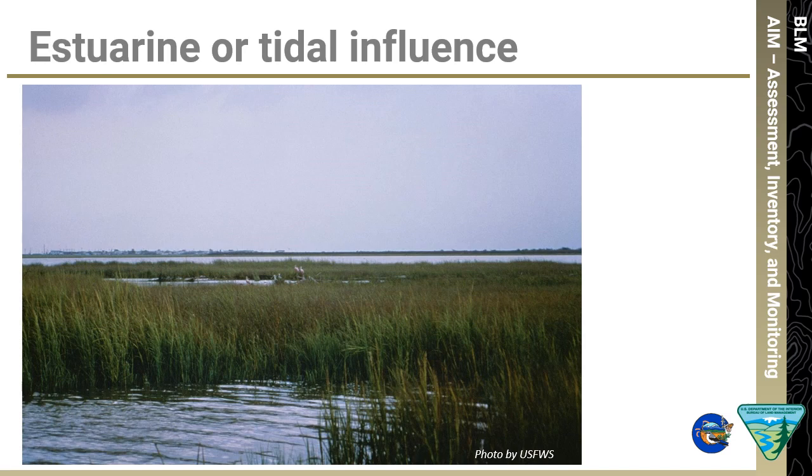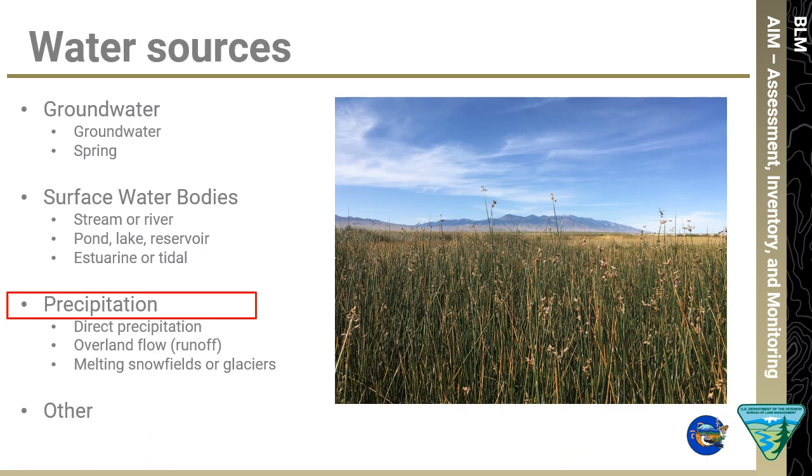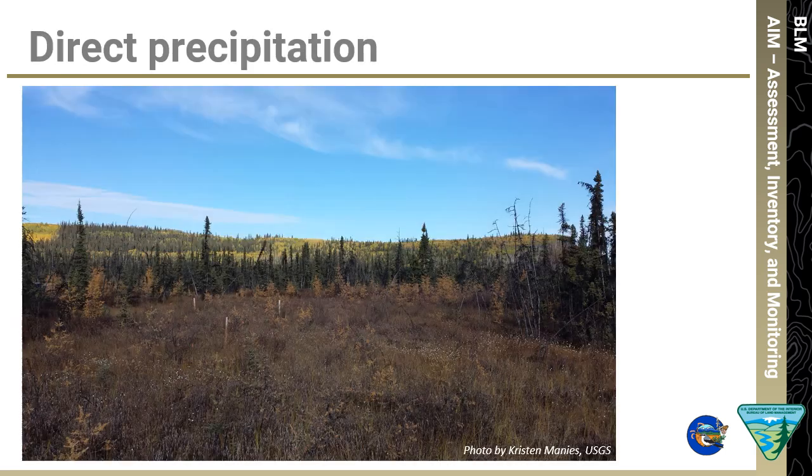The third set of water sources are related to precipitation. They include direct precipitation, overland flow, and snowmelt. Wetlands dominated by direct precipitation are restricted to areas where rain, snow, or other forms of precipitation fall to the ground in sufficient quantities to maintain soil saturation.